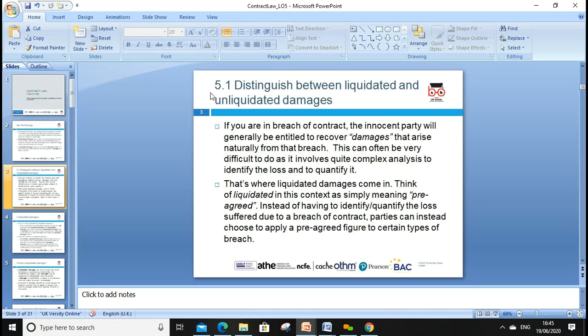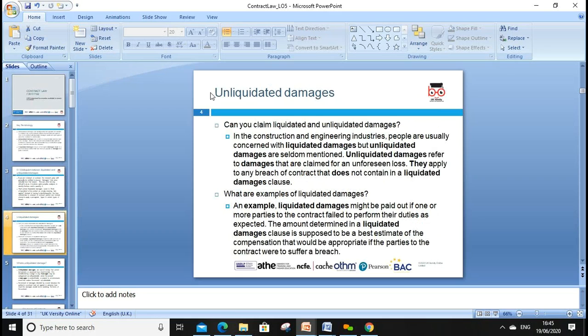That is where liquidated damages come in. Liquidated, in this context, simply means pre-agreed. Instead of quantifying the loss suffered due to the breach of the contract, a party can instead choose to apply the pre-agreed figure. Can you claim liquidated and unliquidated damages in the construction and engineering industry? People are usually concerned about liquidated damages, but unliquidated damages are seldom mentioned.